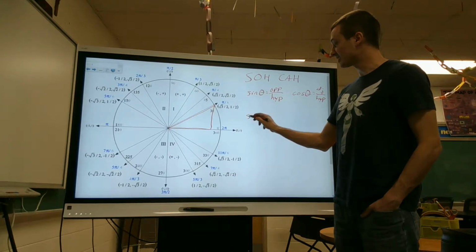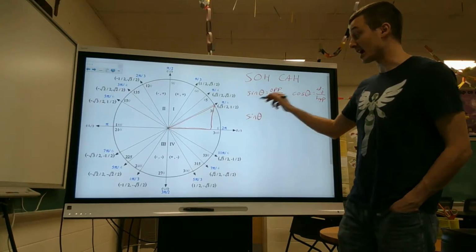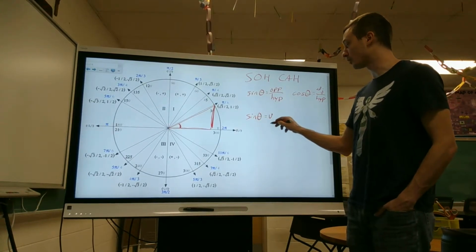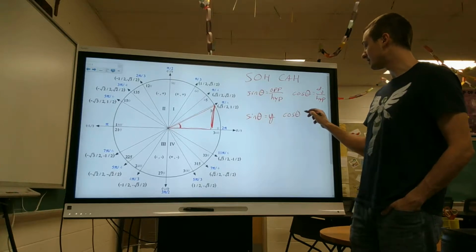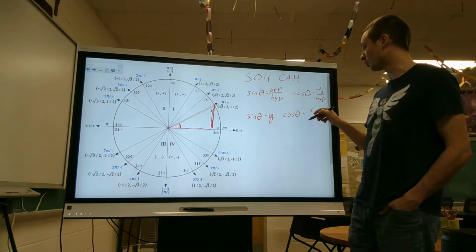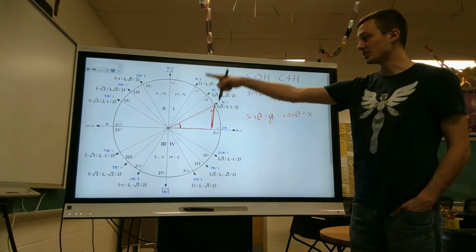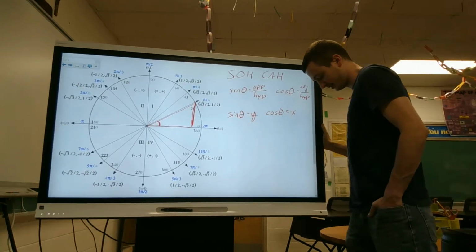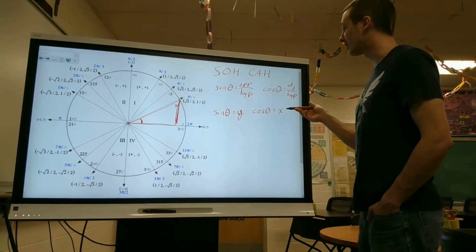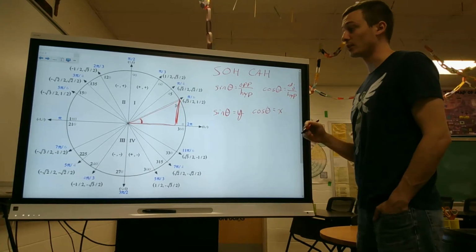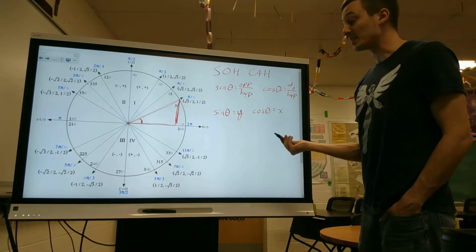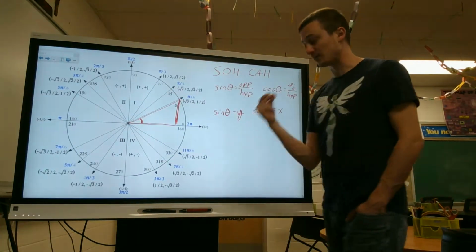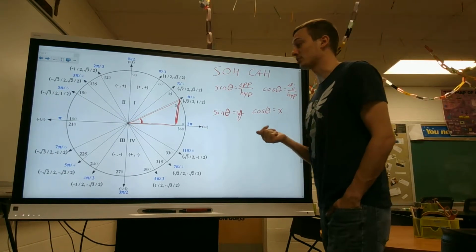So we can rewrite this as the sine of theta, and the opposite side, because this is always my angle, is always the y coordinate, and the adjacent side is always the x coordinate. So the cosine of the angle is the x-coordinate, and the sine of the angle is the y-coordinate. Keeping that in mind, we should be able to take any angle on the unit circle and immediately determine what the sine and the cosine of those angles are.